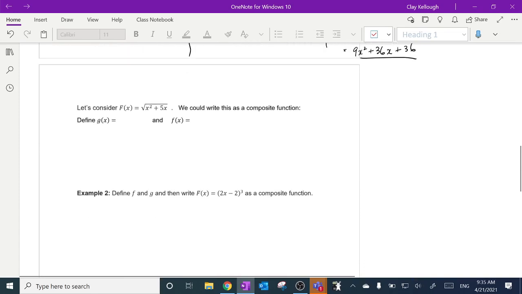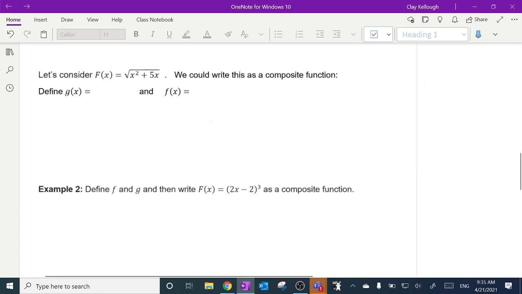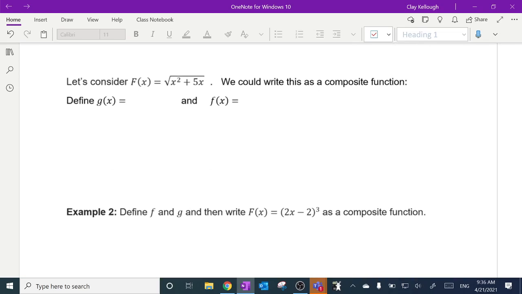Example 2, can we go backwards? If I tell you that I have this function, capital F, and I say that's a composite function, can you break it down into the two functions that make it composite? You would say, yeah, I would write this as a composite function where F of x is equal to f of g of x. My g of x would be the inside thing, x squared plus 5x, and f of x would be just the square root of x.